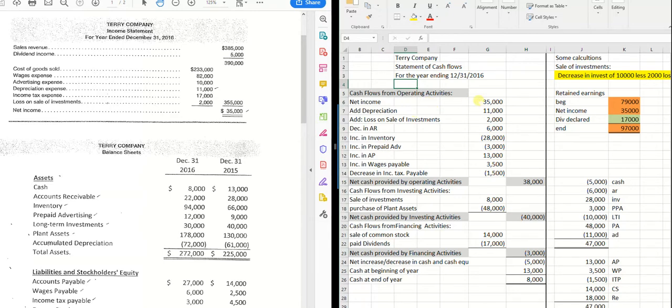And so before I put numbers down, I put the words. You're going to start with net income, add back depreciation, add or subtract gains and losses. So we add losses, subtract gains. I'll talk about why in a second. And then we adjust for changes in current assets. Current assets go the opposite way. Current liabilities go the same way. So those are our formats.